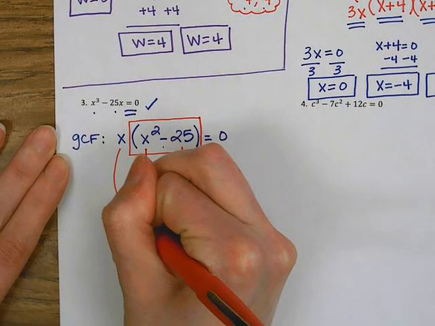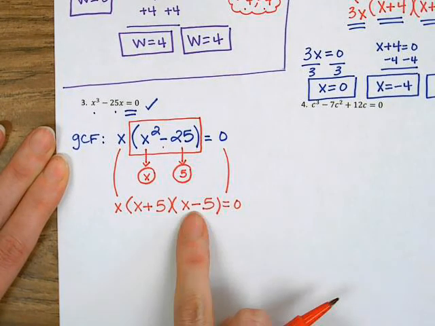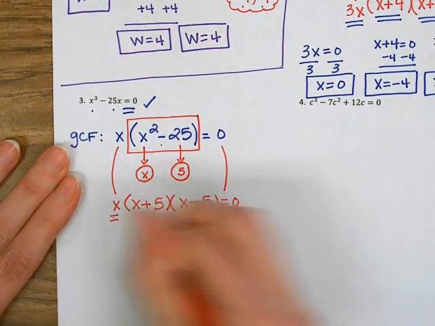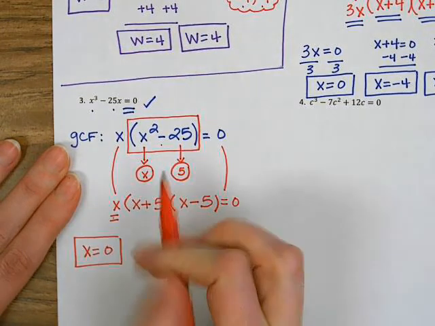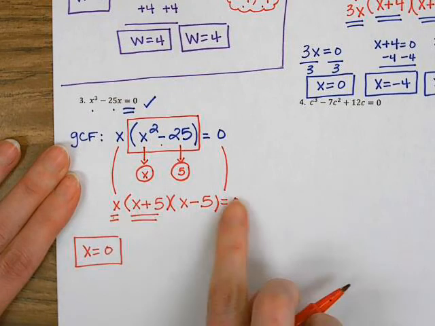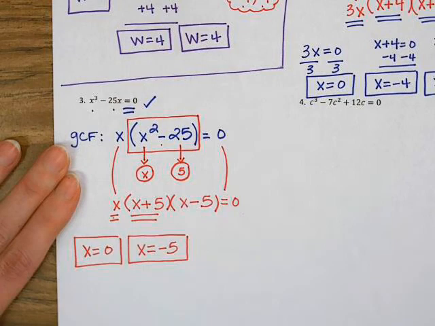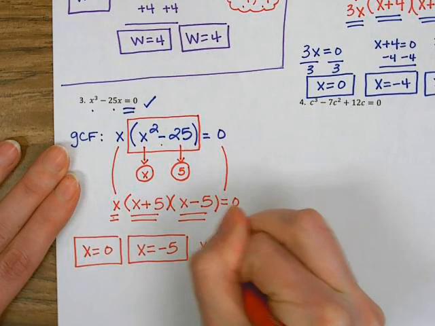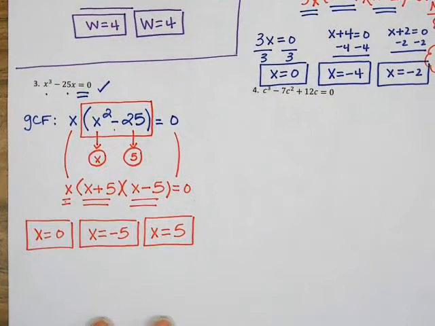Let's drop down the x, and let's drop down the equals 0, and let's get our solutions. Okay, so first one, x equals 0. No need to solve that. This one, you're going to subtract the 5, so you get x equals negative 5. This one, you're going to add the 5, so you get x equals positive 5. I kind of did some shortcuts there. So 0, negative 5, and positive 5.